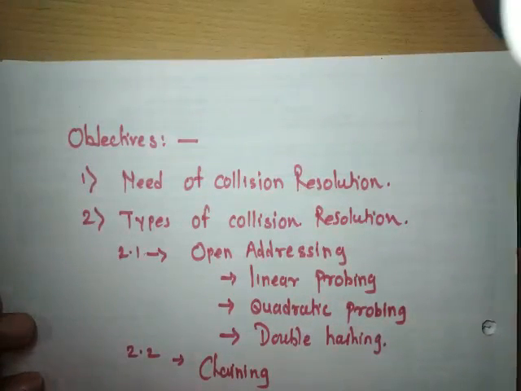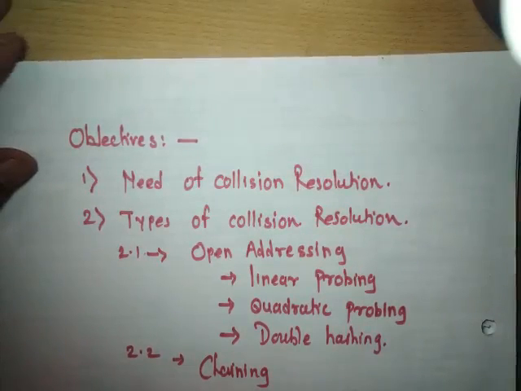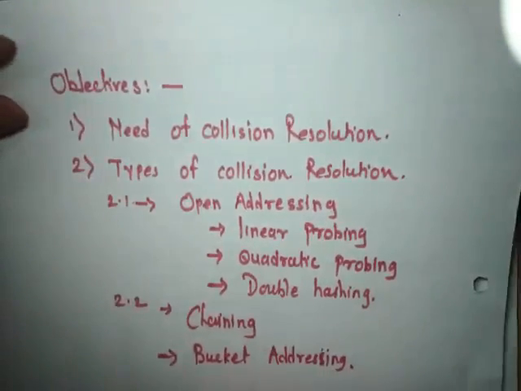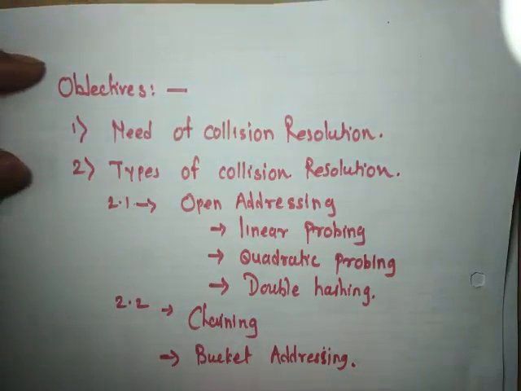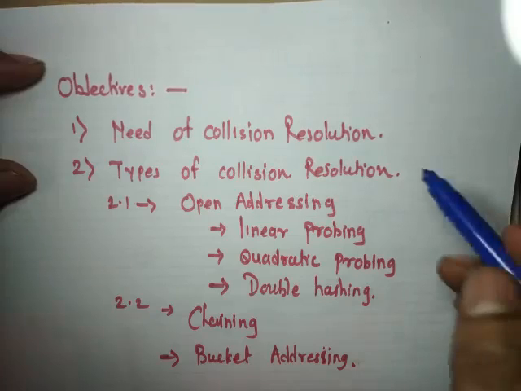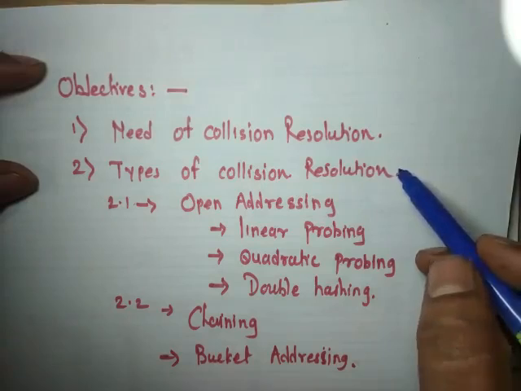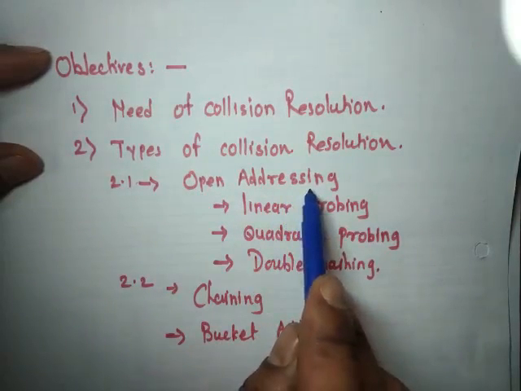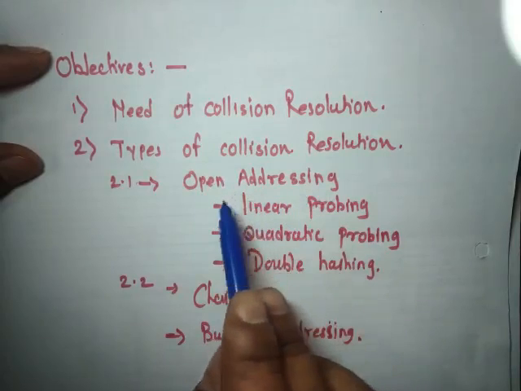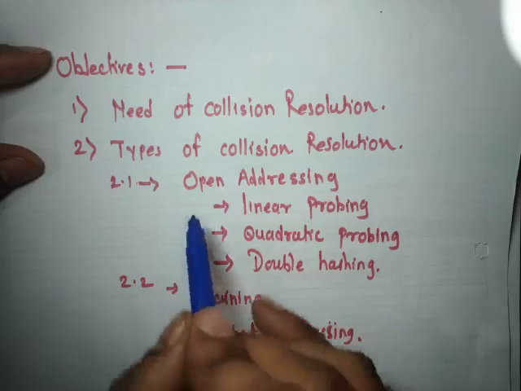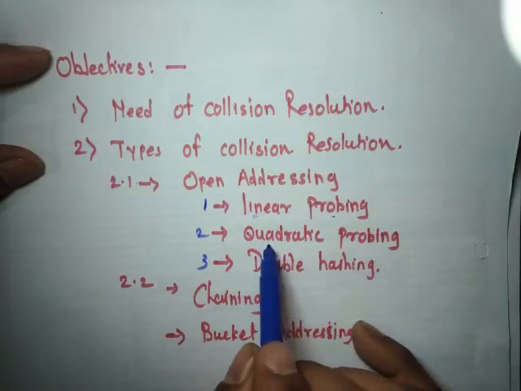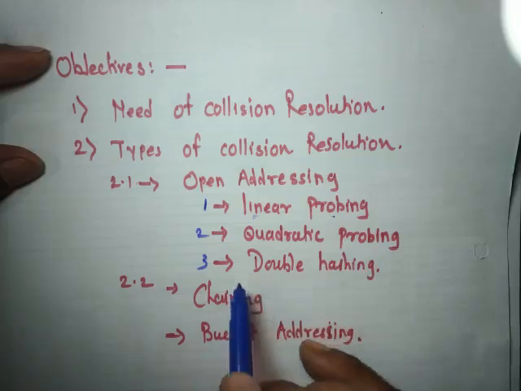The objective of today's session is to learn the collision resolution technique. First, we are going to study the need of collision resolution and the types of collision resolution. We are going to see open addressing. In open addressing, we are going to see three different types: linear probing, quadratic probing, and double hashing.